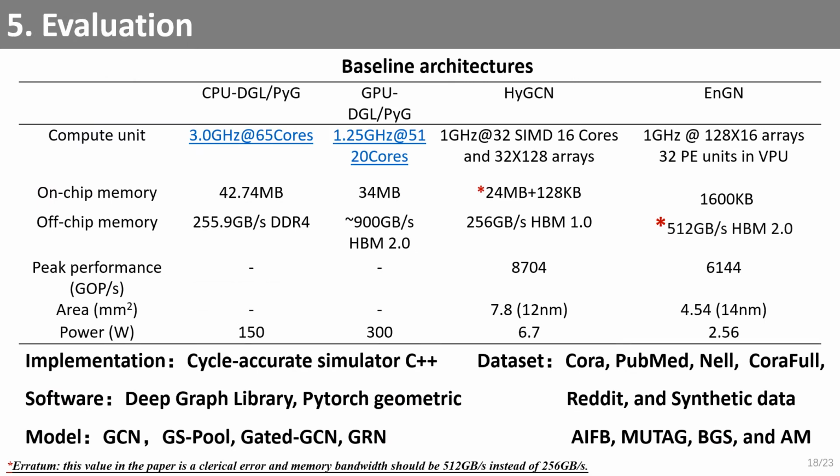We build a cycle-accurate simulator to measure the performance of EnGN accelerator and compare the performance and energy efficiency of EnGN with that of three different baseline architectures: CPU, GPU, and a state-of-the-art GCN accelerator called HyGCN. We evaluate the performance of typical GNN models, including GCN, GraphSAGE, gated GCN, GRN, and RGCN on semi-real-world graph datasets and four static graph datasets using Deep Graph Library and PyTorch Geometric software.